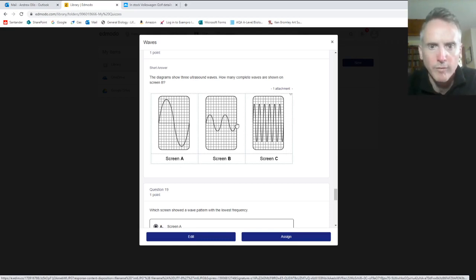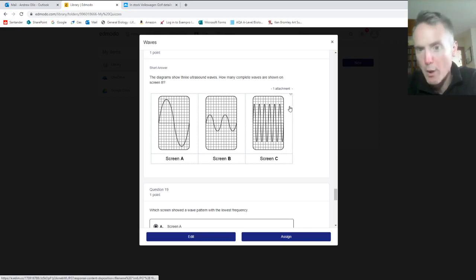A lot of you put one for that. Some of you put four as well. You're counting peaks and troughs. So, in A, there's one wave. In C, there's one, two, three, four, five, six waves. Yeah, just count the peaks in future.